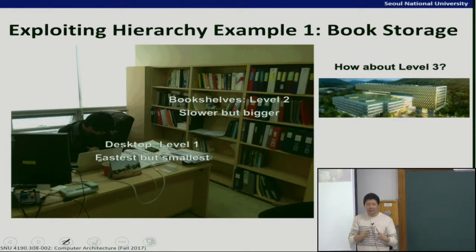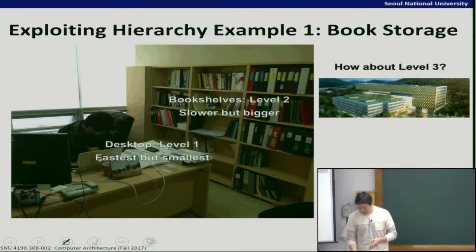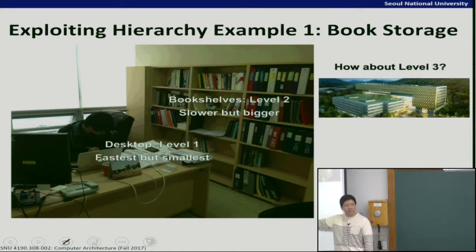Really fast, right? You can access the book on your desk really quickly, but it's small. Of course, some of you use the desk as a bookshelf, right? Sometimes you stack it up, but that's an exception. Generally speaking, this one is fastest but smallest. Level 2 is a little bit slower because now you have to walk, pick up the book, and take it to your desk. It's a little bit slower, but bigger. Level 3 is much slower because now you have to walk down to the library and pick up the book. It's much slower, but a lot bigger, right?